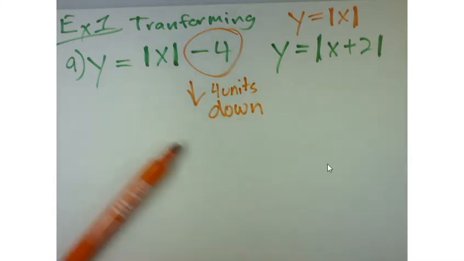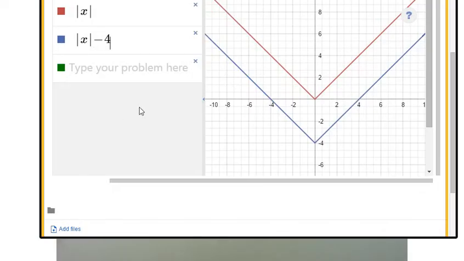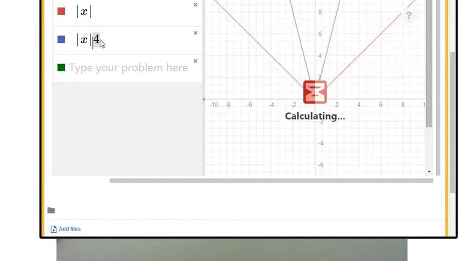Okay? So now let's go back and look at our graph. What do you think would happen if I change this negative sign to a plus sign?